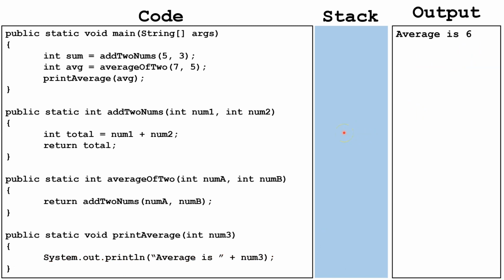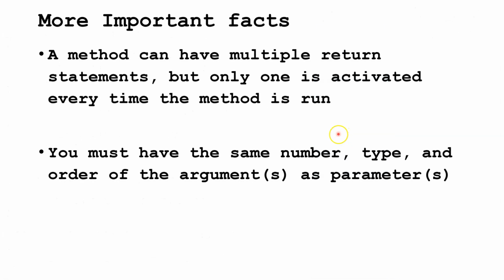Some final information on methods. A method can have multiple return statements, but only one is activated every time the method is run. Depending on the flow of the program, one return statement may be used one time, and another one may be used another time. You must have the same number, type, and order of arguments as you do for parameters. The arguments must match the parameters.